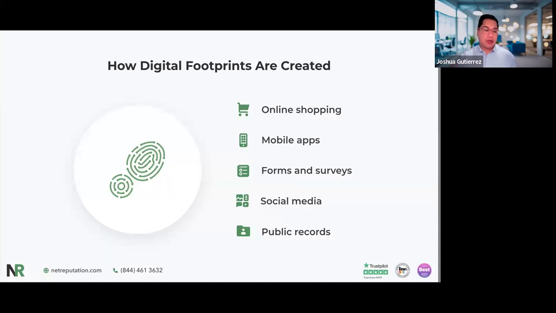How digital footprints are created. When we talk about a digital footprint, we're talking about something that's not abstract or theoretical. Every time you have bought something online, signed up for a rewards program at your grocery store, downloaded an app, filled out a form, or even used social media, you're generating personal data. None of this requires a mistake from you. It's just simply how the digital economy works today.